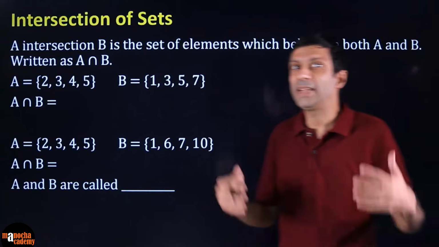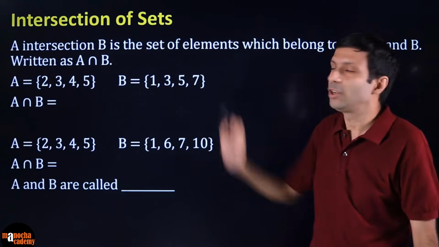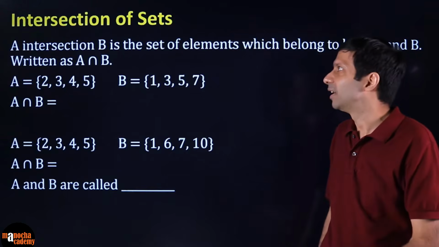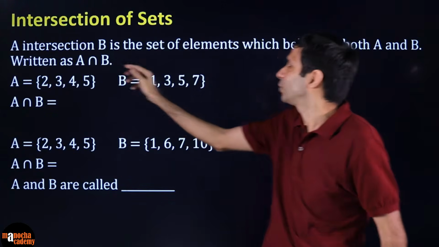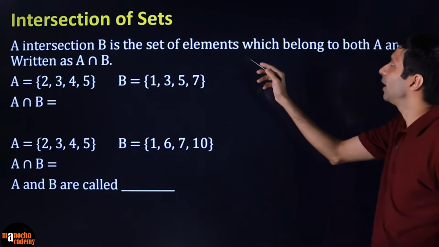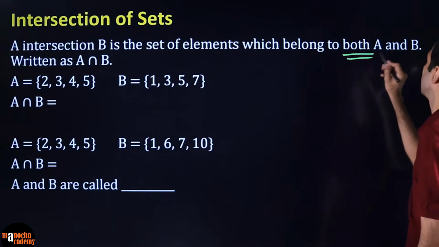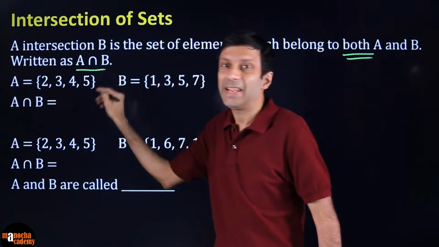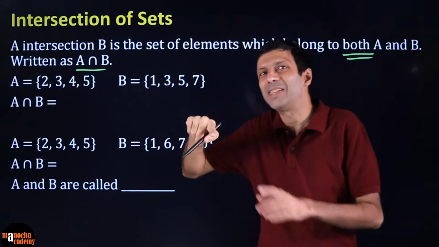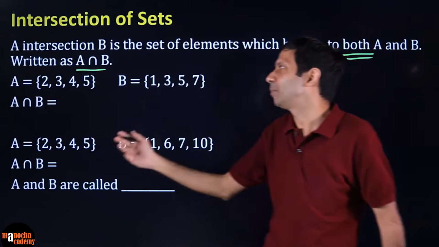Now let's talk about the intersection of sets. So we've talked about union of sets, now we'll talk about intersection. What is the meaning of that? Intersection of A and B, or A intersection B, is the set of all the elements which belong to both A and B, and we write it as A intersection B. So the U is basically inverted over here. It's an inverted U.